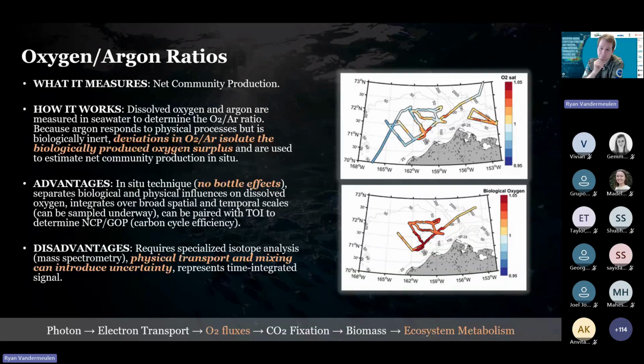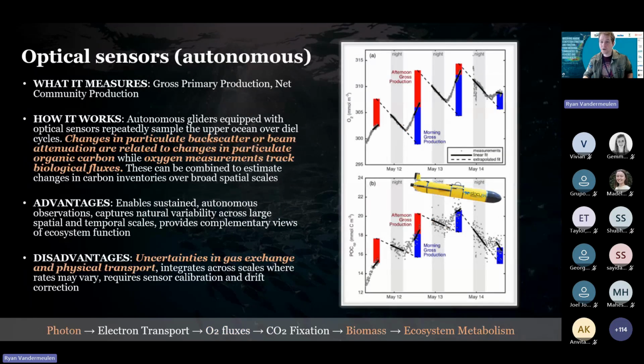We gain a tremendous amount of ecological context, but we do lose some of the ability to attribute that signal to a single organism or process or a moment in time. Historically, a lot of these measurements have relied on ships, which of course are highly capable platforms that provide incredibly detailed observations, but only at specific locations at specific moments in time. To understand how ecosystems change across entire oceanic regions, we need measurements that can stay in the water longer, travel farther, and collect observations continuously. This is where autonomous platforms have really become transformative.